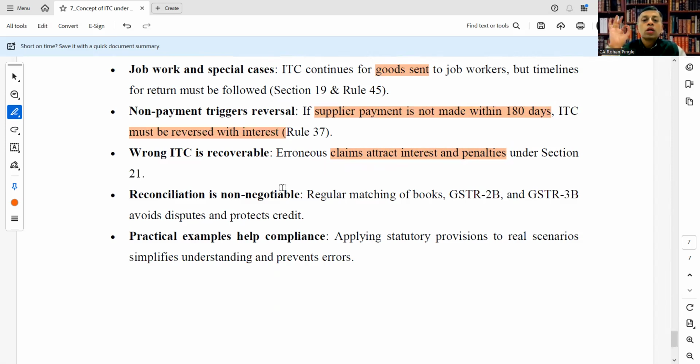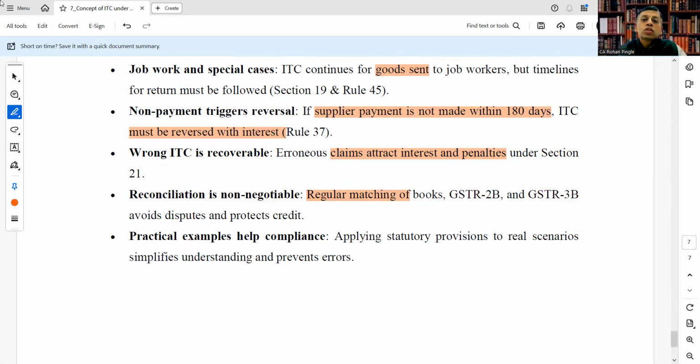Reconciliation is not negotiable. Regular matching of books, GSTR 2B and GSTR 3B avoids disputes and protects credit. Very important. So filing with the documentation is also mandatory. Practical examples help compliance. Applying statutory provisions to real scenarios simplifies understanding and prevents errors. And therefore, in each section of today's discussion, we have also gone through various practical examples so that you have a better understanding of the topic.